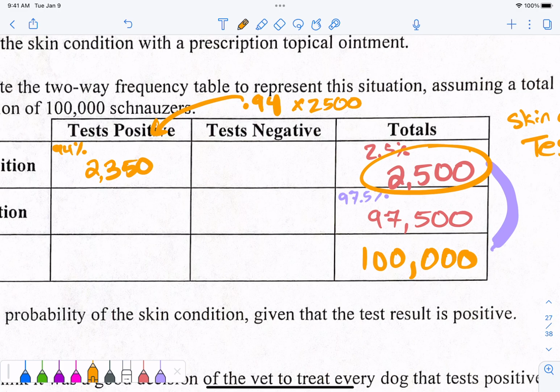Okay, what percent of the time are they testing negative? 6%, right? 94% effective test. That means 6% of the time they're not. Or you could subtract these two. 2,500 minus that will give you the other ones. 150. Okay, let's talk about these, right?